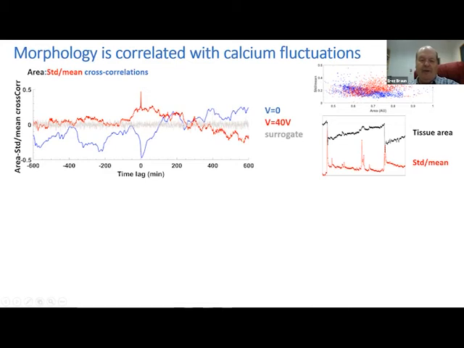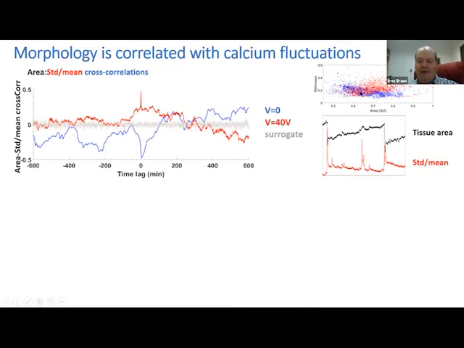You see here an example. This is at 0 voltage, this is at 40 volts. You see that it can go in either direction, either positive correlation or negative correlation, but it's highly correlated with morphology. In that case, it is the area. The gray in the background is a surrogate. We take the time trace and randomly mix it to make sure that the correlation disappears. And that's what you see in gray here.